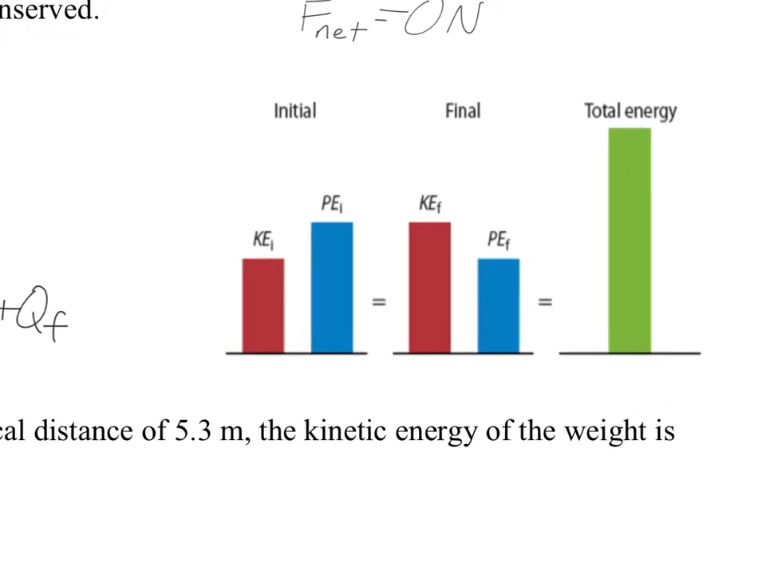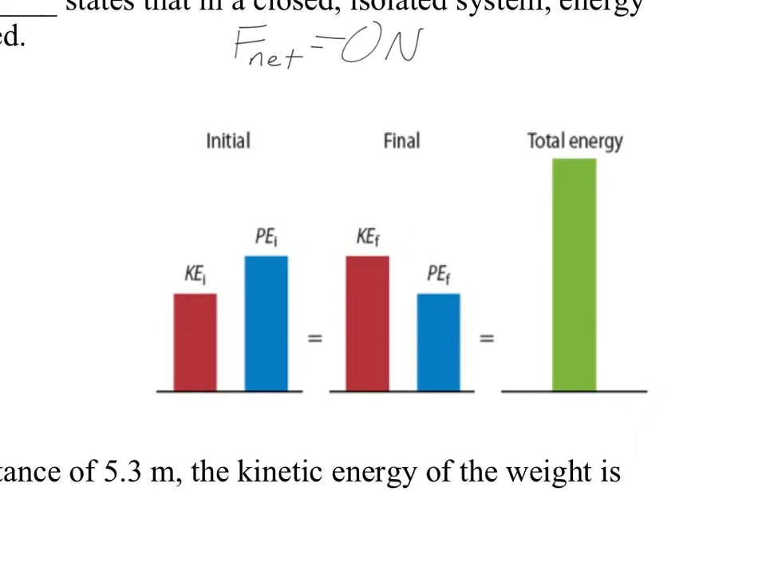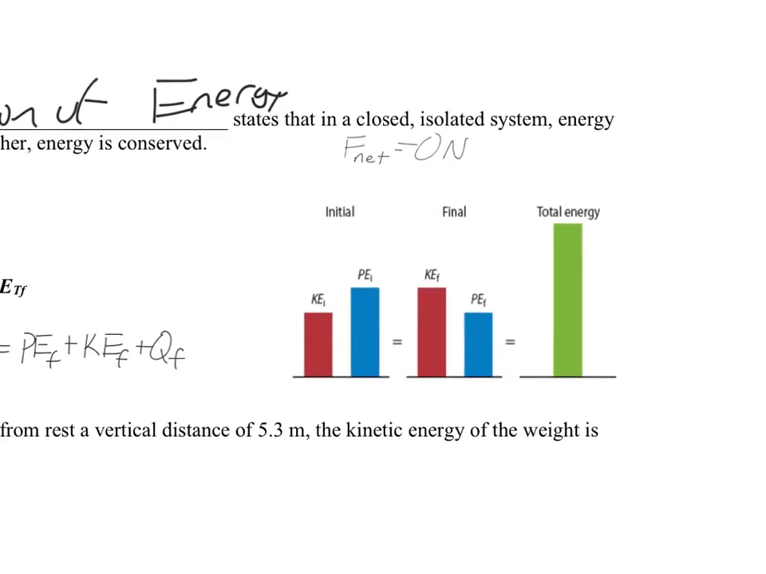You notice this image over here shows that the kinetic energy plus the potential energy will always equal the total energy. Though the potential energy may decrease, the kinetic energy must increase in turn. This diagram doesn't include Q, but you could also include Q as another bar in this diagram.